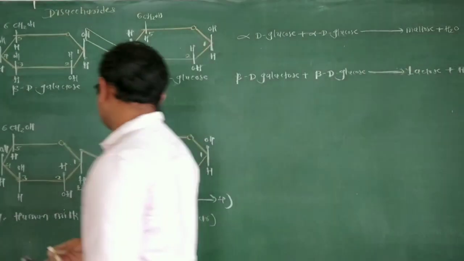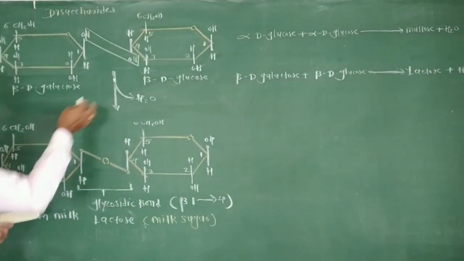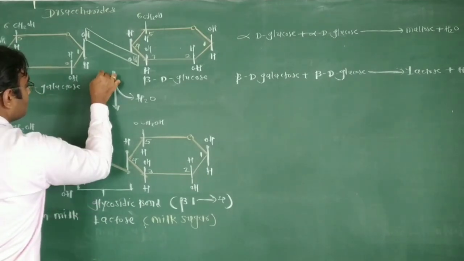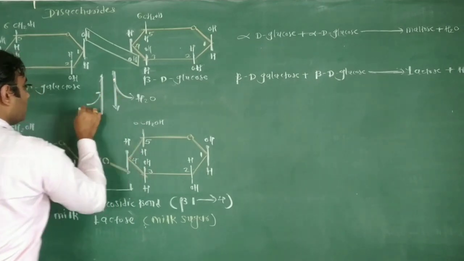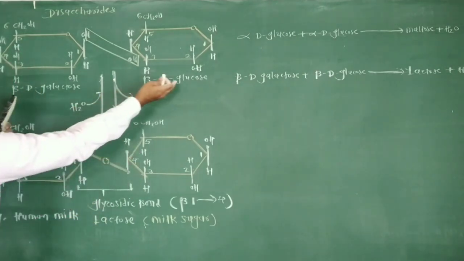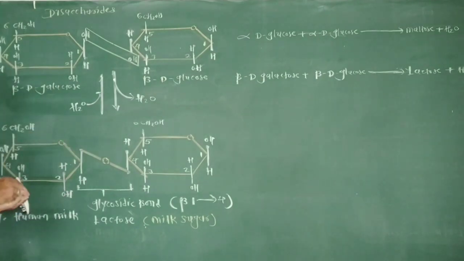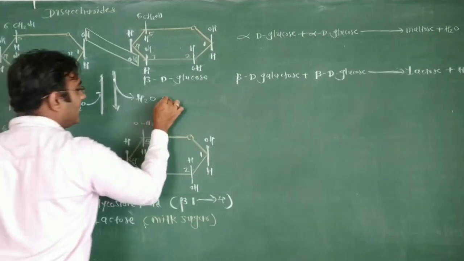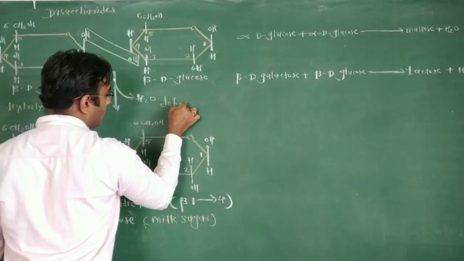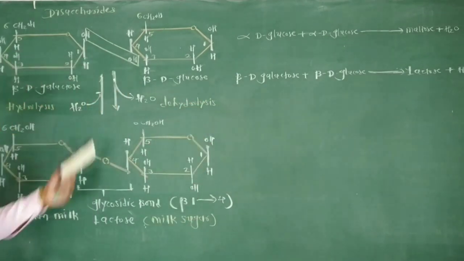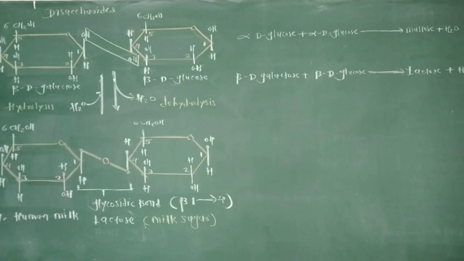This reaction is also reversible. Lactose plus water gives rise to the building blocks of lactose, that is glucose plus galactose. This is hydrolysis and this is dehydration. It means this chemical reaction is reversible.